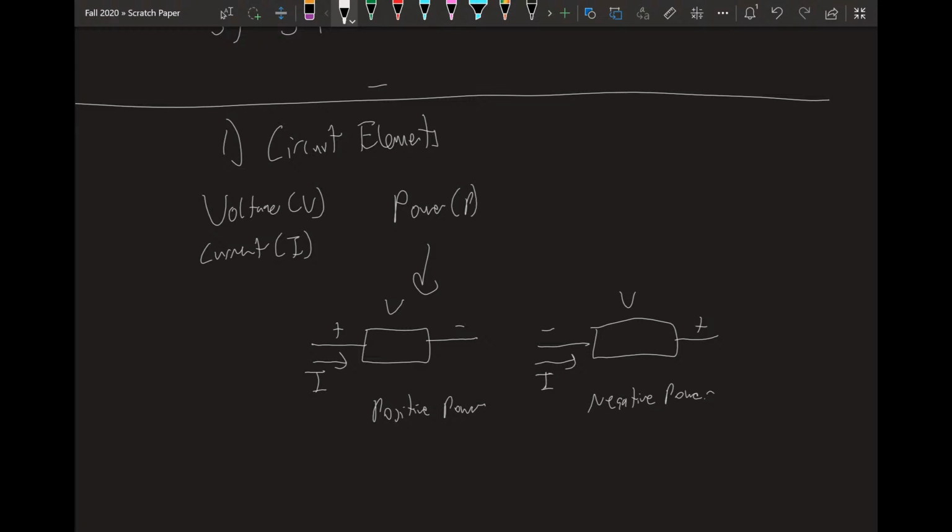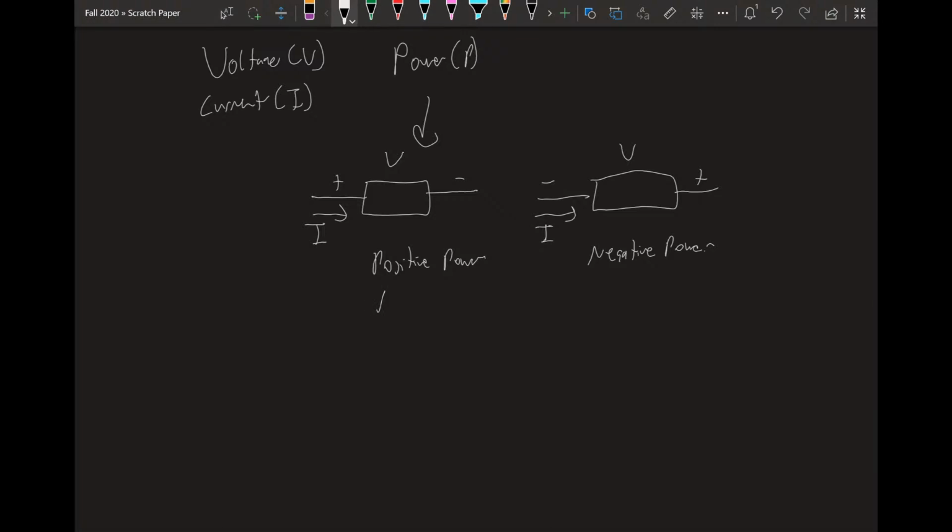So positive power means you're absorbing power. Resistors always absorb. So you should never get a resistor delivering power, right? If you get a negative power resistor, you did something wrong. And negative power means you're delivering. So this would have to be a source in your case. And if you take a total network and add all the power in the network, it's going to sum to 0 because power must be conserved.